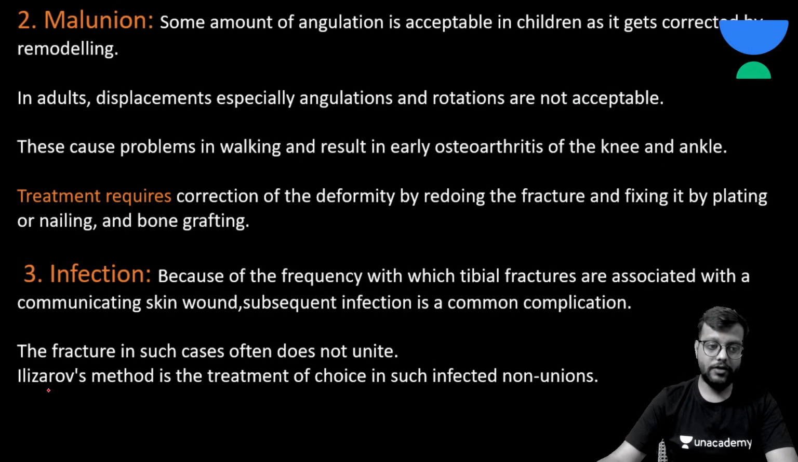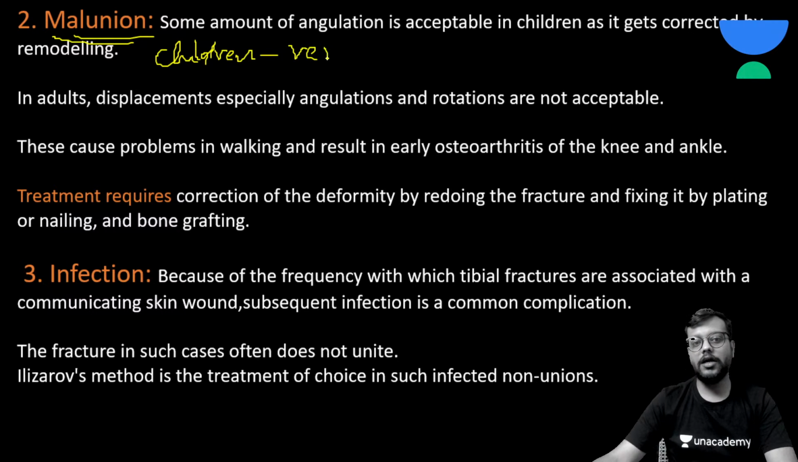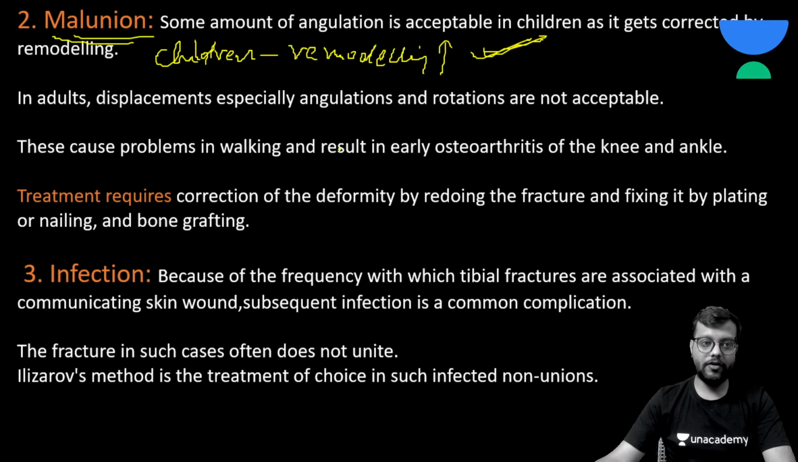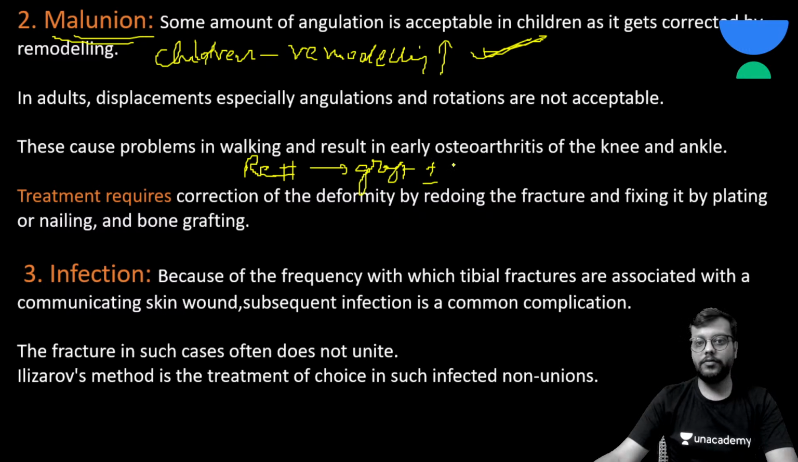Now second is malunion. If the reduction is not proper, if there is any angulation or rotation after the reduction, it will lead to malunion. In children and young adults there is remodeling and it will automatically get corrected. But in adults, if there is a great degree of malunion, you have to operate and manage it: you have to refracture it, put graft with or without internal fixation.